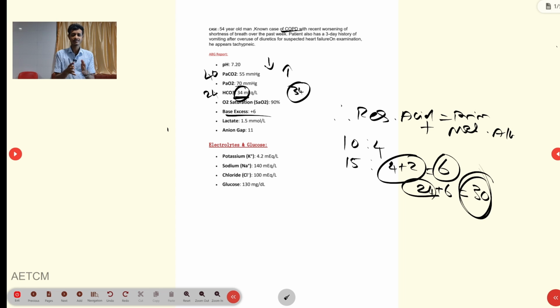So these are some of the features. You can also check the anion gap. Here everything is within normal limits: 1.5 is normal, anion gap 11 is normal, glucose is 130. So the person doesn't have any metabolic-related disorder. Here he only has a metabolic alkalosis. If there are changes in glucose, lactate or creatinine, it will be accompanied by metabolic acidosis also. So this is your first condition.